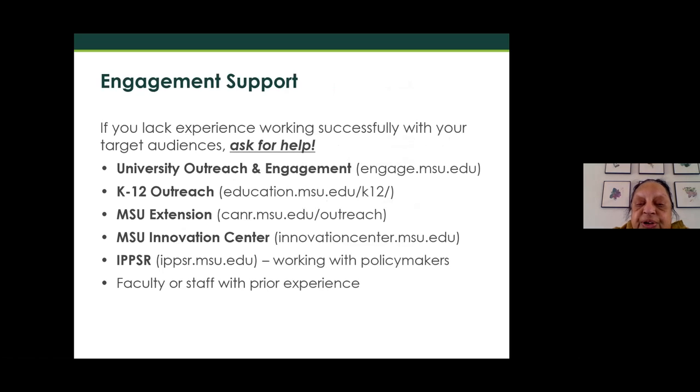If you lack experience in some area or in reaching specific audiences you have in mind, ask for help. The university outreach and engagement is a great place. We have K-12 outreach, MSU Extension, the Innovation Center, IPSA, and all colleges have diversity programs and outreach programs. These are another great resource for you, first of all, to tap into within your college itself. So please ask for help. All of these programs will be willing to help you engage with the audience you have in mind. MSU has wonderful resources, and if you ask for help you will get the help you need.